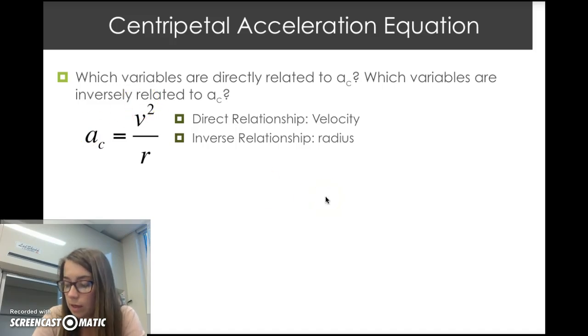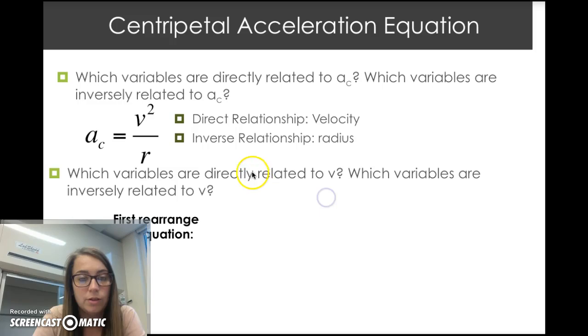So the next part of your packet says which variables velocity is directly and inversely related to. So v, we need to rearrange the equation first.